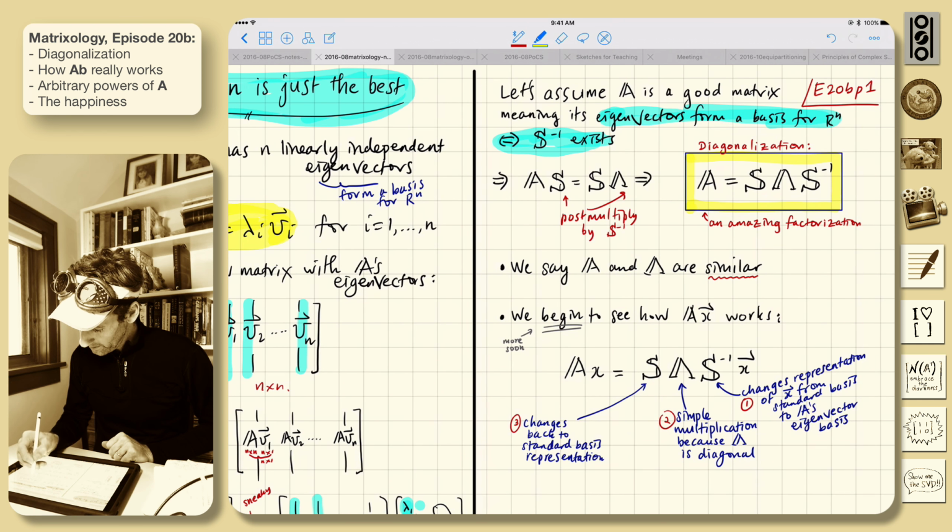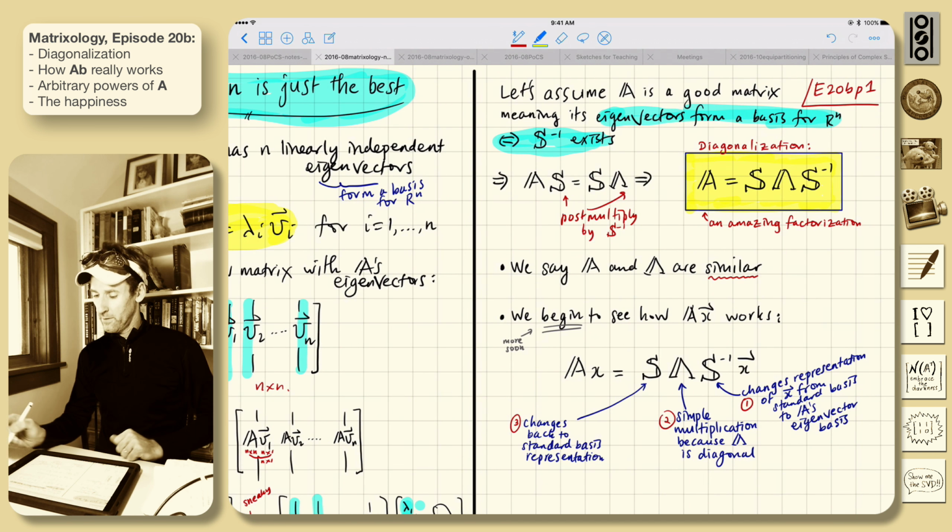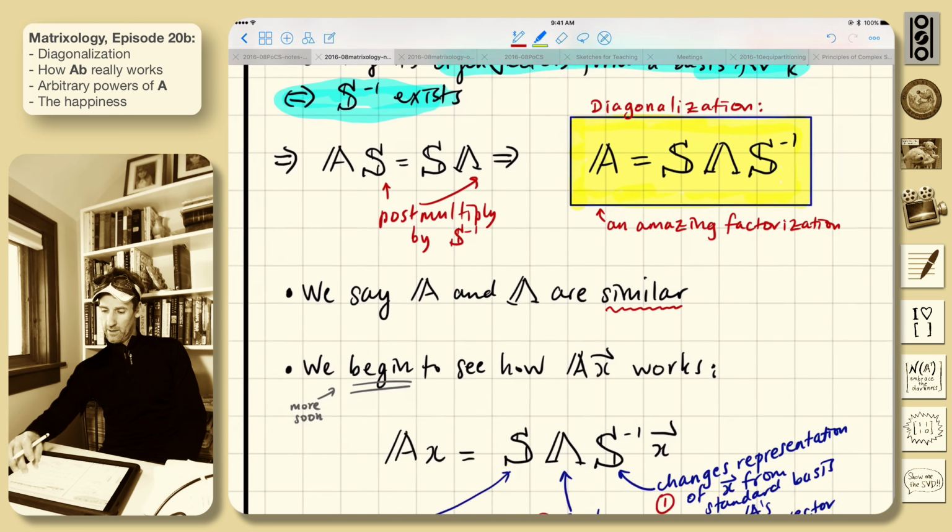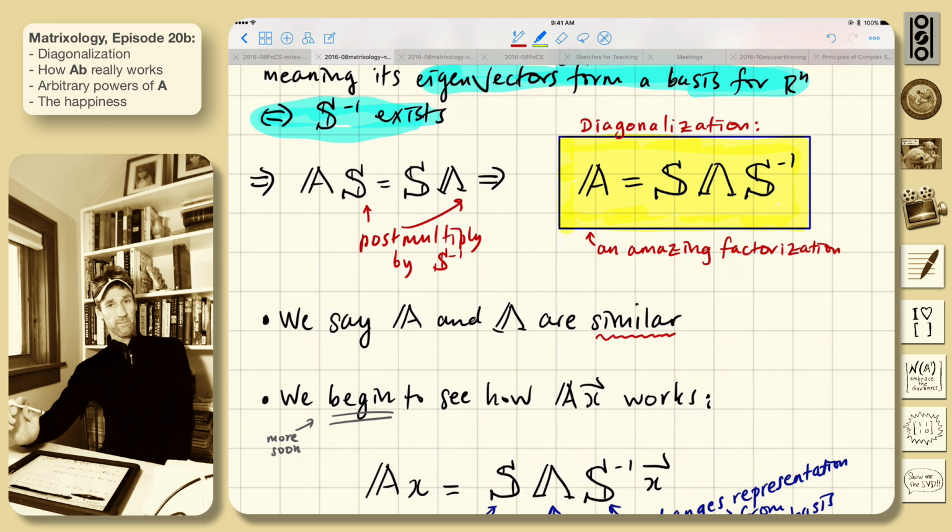Right? Normally there's lots of balloons and things. But, you know, budget.